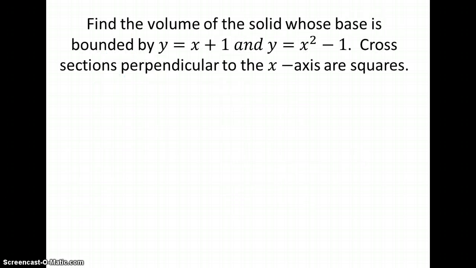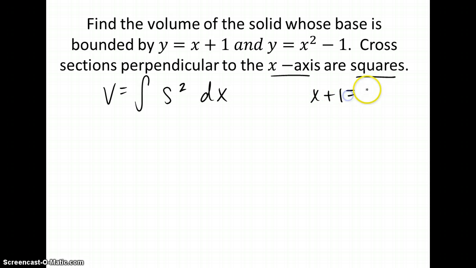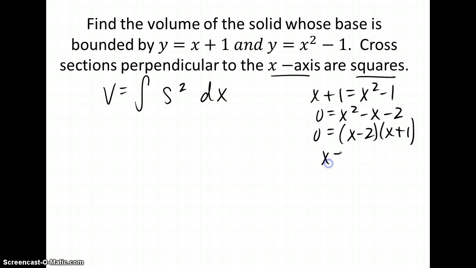Find the volume of the solid whose base is bounded by the line x plus 1 and the quadratic x squared minus 1. Cross sections perpendicular to the x-axis are squares. So it would be the integral of the area of a square, side squared, with respect to x. Our boundaries: set the functions equal to each other, and we get x is equal to 2 and negative 1.